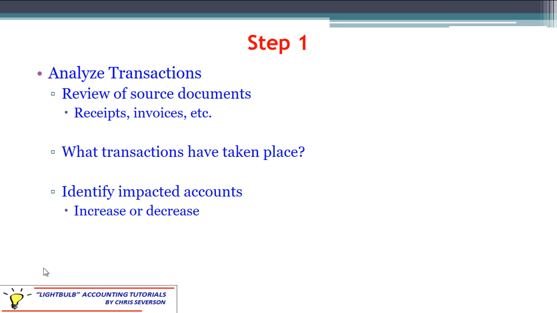So after we've reviewed those, we now identify what has taken place. We can see that we bought supplies from the store. We can see that we paid our employees a certain amount of money. We can see that we had a bank statement and we had to pay service charges. We maybe earned some income, some interest income. So part of this is identifying what accounts were impacted by these transactions and were they increased or decreased. So all of this really rolls up into this step 1, analyze transactions.